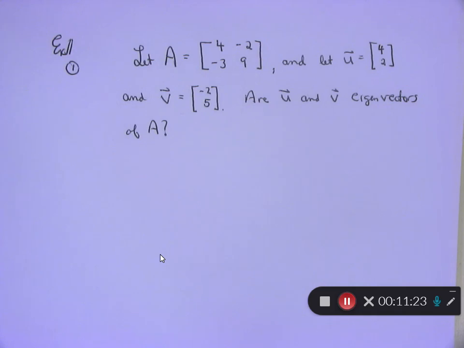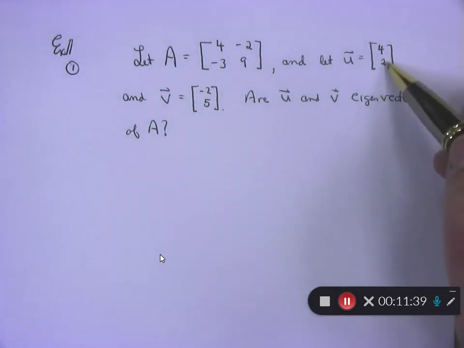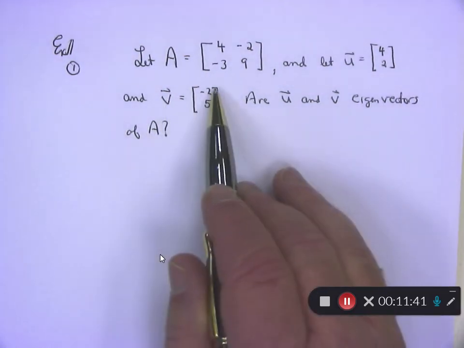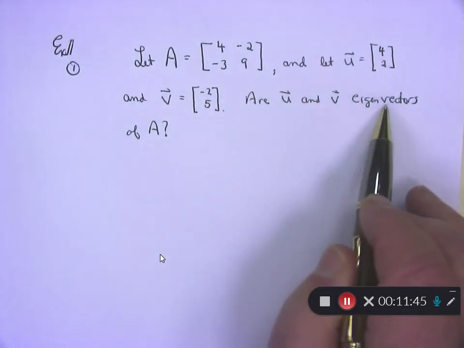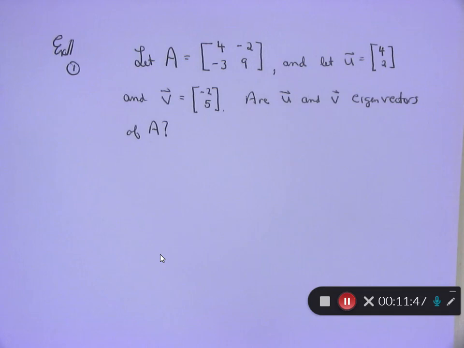So, let A be the famous 2 by 2. Let's start small. We'll do the 87 by 87 matrix later. But right now, just 2 by 2. So A is [4, -2; -3, 9]. And let U be the vector (4, 2), and let V be the vector (-2, 5). Are U and V eigenvectors of A? Pretty much yes or no, but then you actually have to show your work.